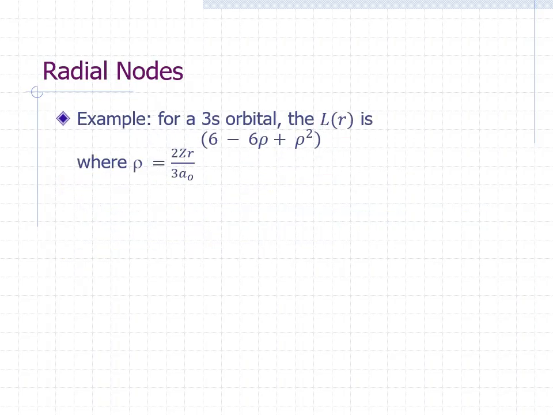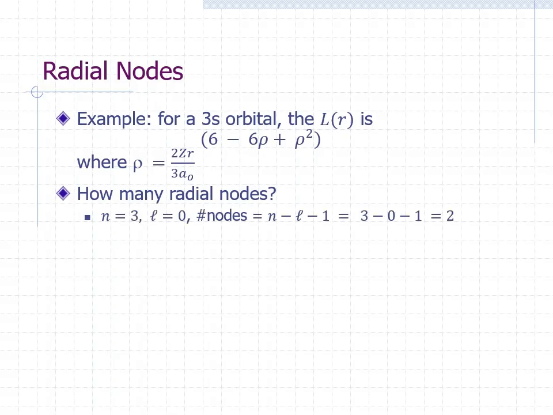Let's take a look at an example. For a 3s orbital, the associated Laguerre polynomial in the radial function is given by 6 minus 6 rho plus rho squared. In this expression, rho is 2 times Z times r divided by 3 times a0. How many radial nodes are there? Recall that for a 3s orbital, quantum number n is equal to 3, and quantum number l is equal to 0. Therefore, the number of nodes, n minus l minus 1, is 2. We expect 2 radial nodes.